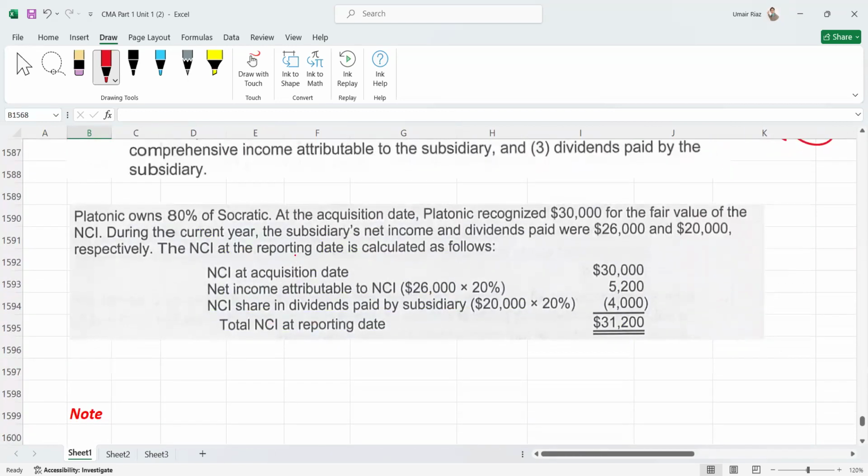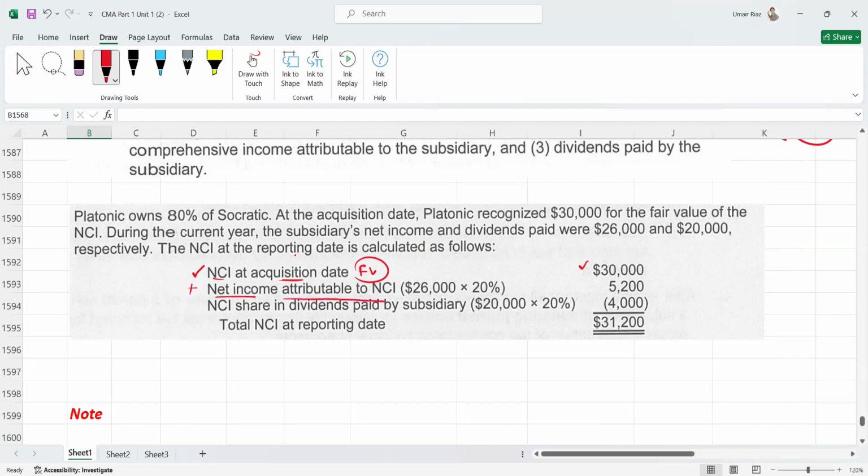First of all, you will take the fair value of NCI at the date of acquisition. When we acquired the subsidiary and achieved control, at that time the NCI fair value will be given in the question. So that value we need, the acquisition date fair value. For example, I'm assuming it is 30,000. Now we will add here net income attributable to NCI.